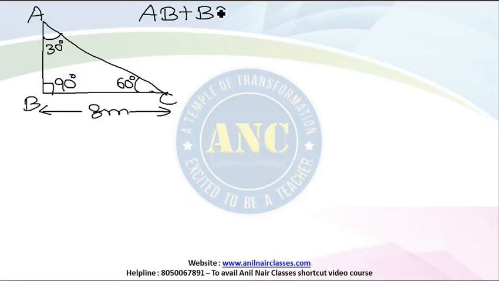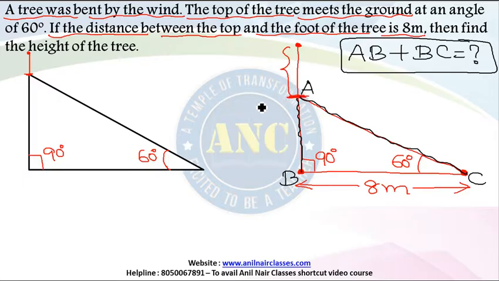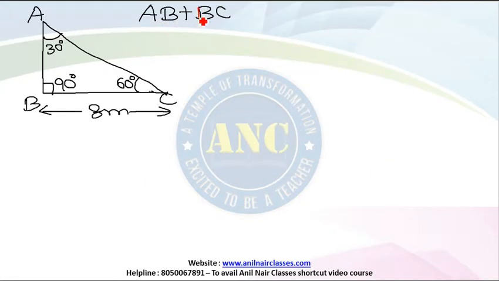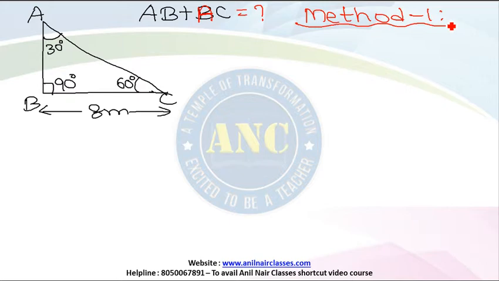AB plus BC, sorry, AB plus AC, right sir, not BC, yes sir. This is the tree, AC. AB plus AC is what I am trying to find. It is not AB plus BC, please apologies for my mistake. It is AB plus AC. Now see here, sir. I will teach you the same problem again in method 1 and also in method 2. Method 1 is the textbook method. Method 2 is ANC method.